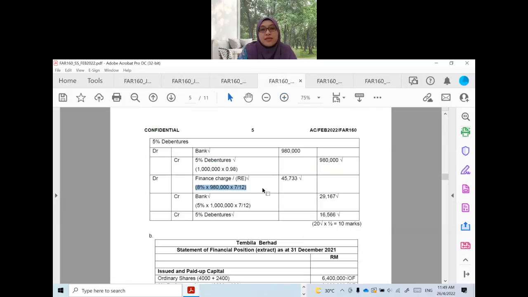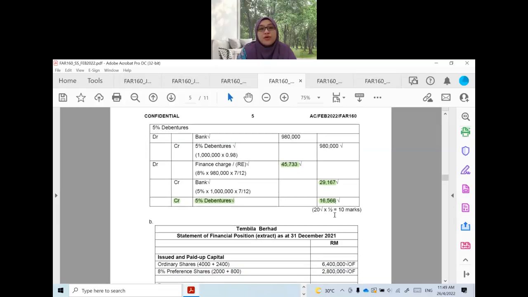Next, calculate the amount to be paid. 5% times 1 million, the nominal value, times 7/12. So you have 29,167. As compared to the finance charge, you have underpaid, right? So the outstanding amount needs to be credited to the 5% debenture, with the difference, 16,566 ringgit. So as usual, the last part, don't forget.